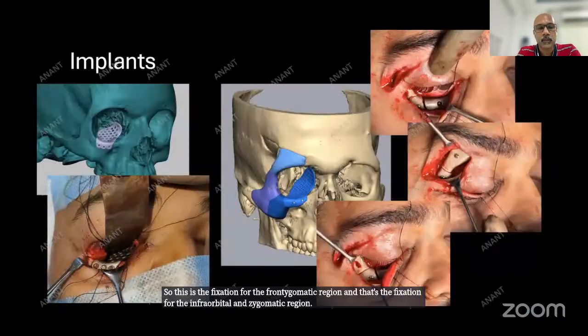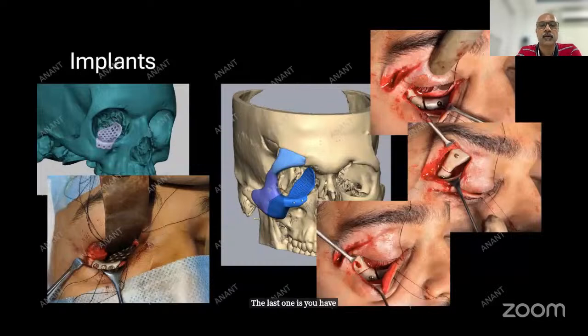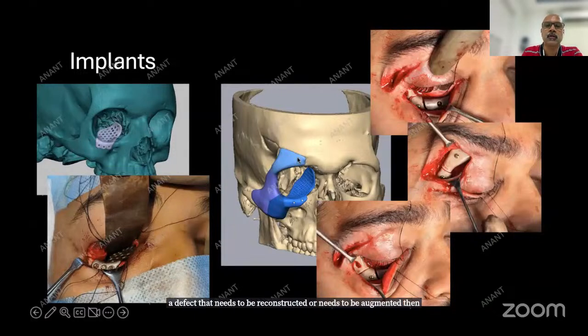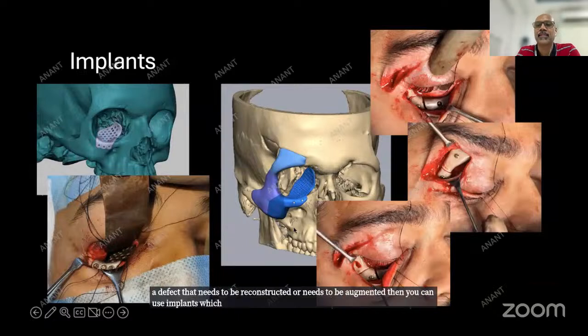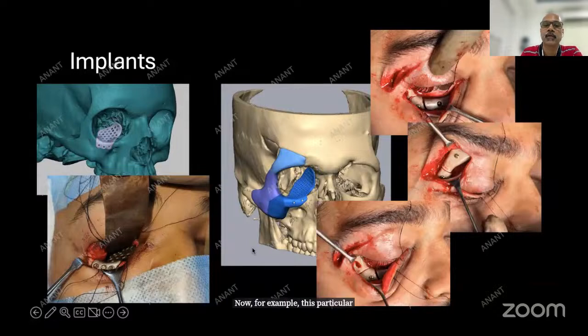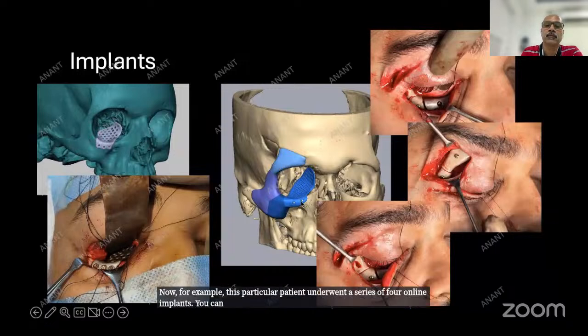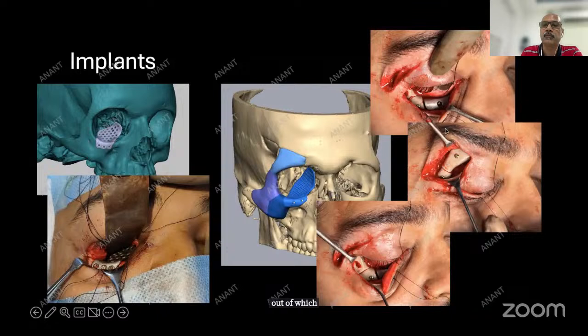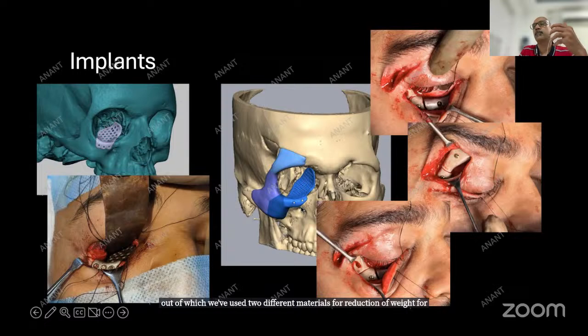The last one is you have implants for defect bridging, or you have onlay implants. So when you have a defect that needs to be reconstructed or needs to be augmented, then you can use implants which can be designed as onlay implants. Now, for example, this particular patient underwent a series of 4 onlay implants. You can see 1, 2, 3, and 4, out of which we've used 2 different materials for reduction of weight for that particular patient, because titanium implants are slightly heavy.